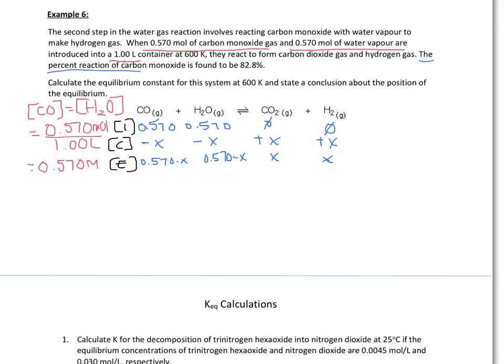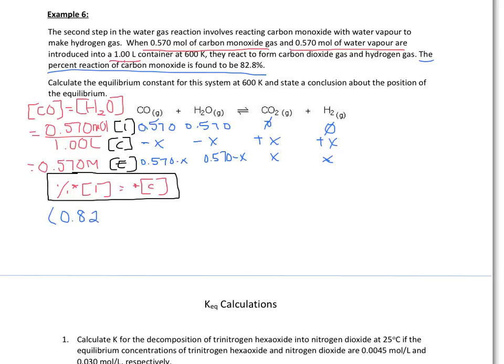And here we were told that the percent reaction of carbon monoxide was found to be 82.8%. Recall from the last example that when given the percent reaction, we have a formula that we can use to solve for x. The percent reaction times the initial concentration is always what's in our change line, the positive version of that. We were told that for carbon monoxide, 82.8% reacts. That can be represented as 0.828. The initial concentration is 0.570, and that equals what's in the change line for carbon monoxide.